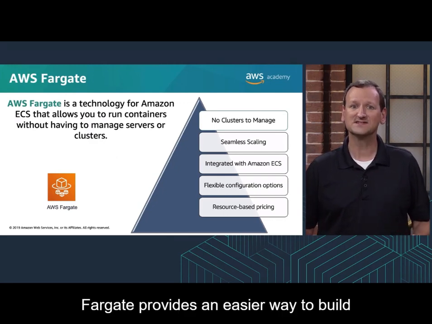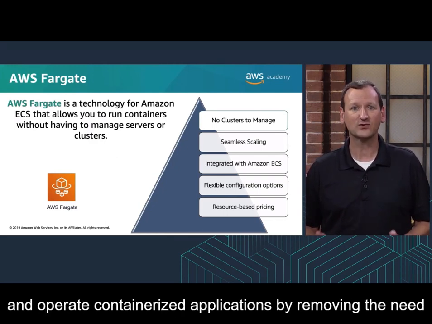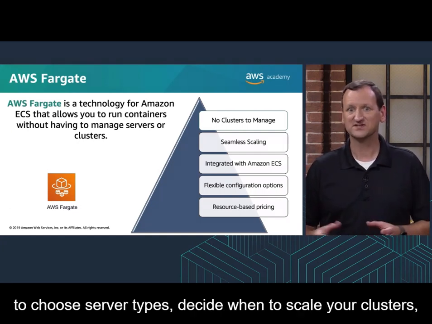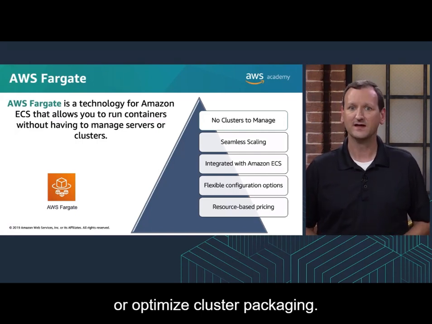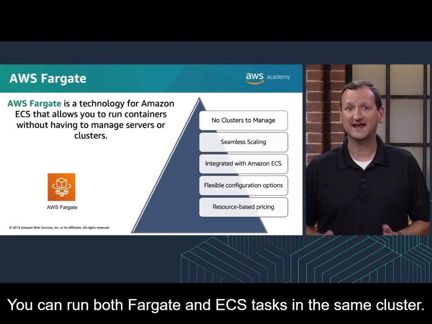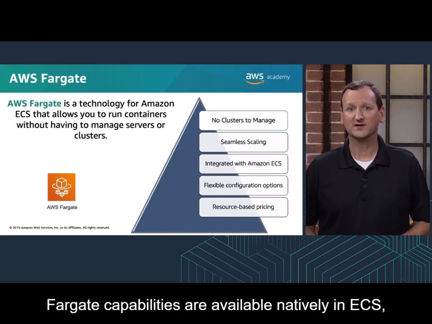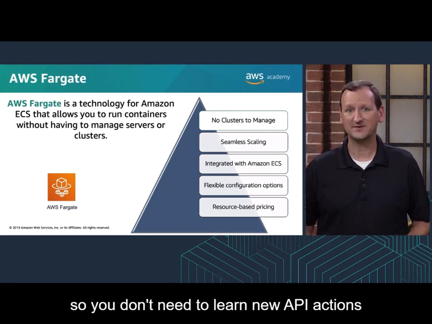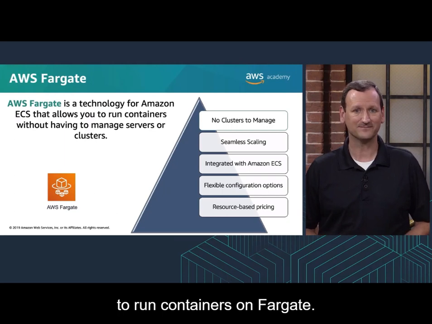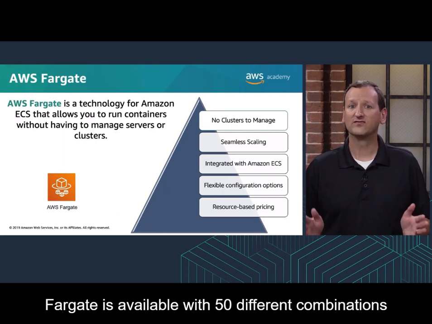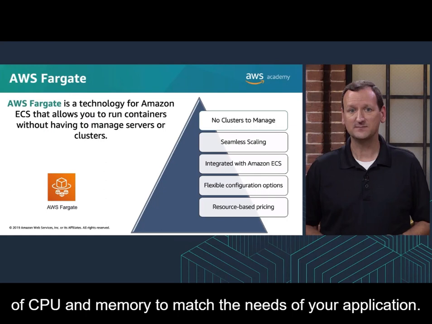Fargate provides an easier way to build and operate containerized applications by removing the need to choose server types, decide when to scale your clusters, or optimize cluster packaging. You can run both Fargate and ECS tasks in the same cluster. Fargate capabilities are available natively in ECS, so you don't need to learn new API actions to run containers on Fargate. Fargate is available with 50 different combinations of CPU and memory to match the needs of your application.